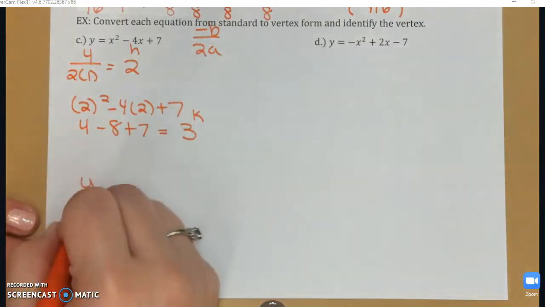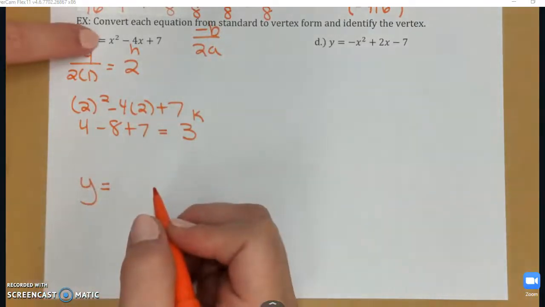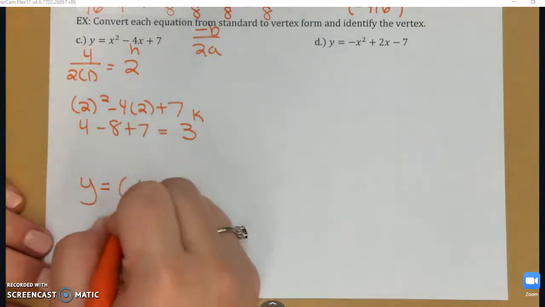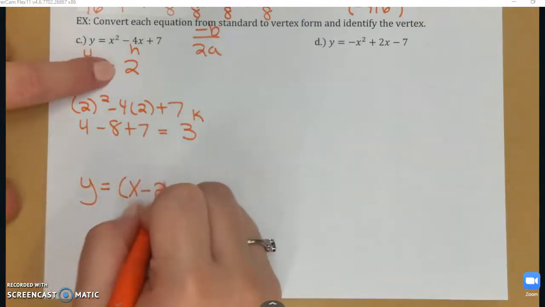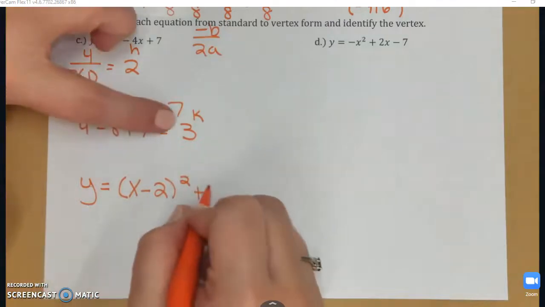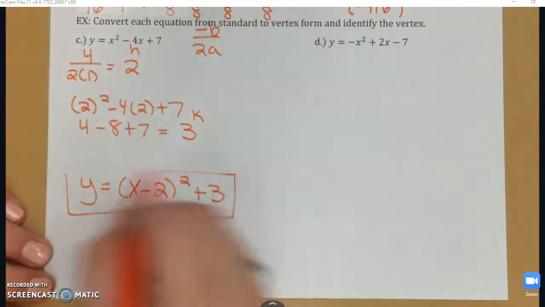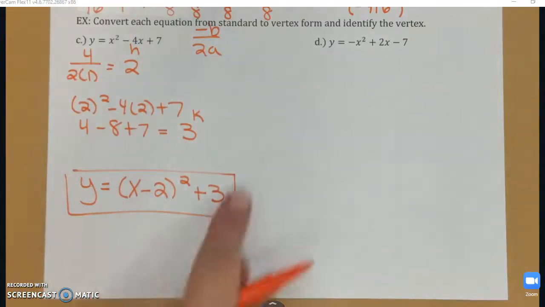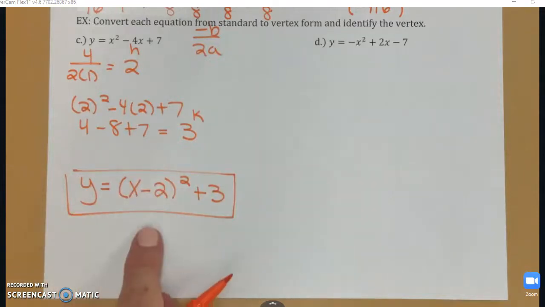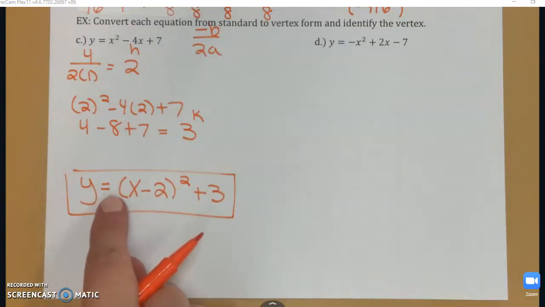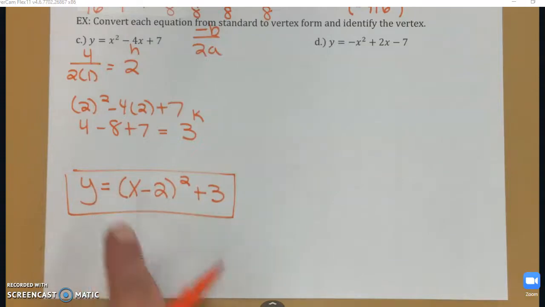So y is equal to, a here is just 1, so that's going to be x minus h, which is 2, squared, plus k, which is 3. And that's it. So now, one thing we can figure out from our parabola just by looking at the equation is whether it opens up or down. If the outside a is positive, that means my parabola opens up, and therefore my vertex is a minimum.